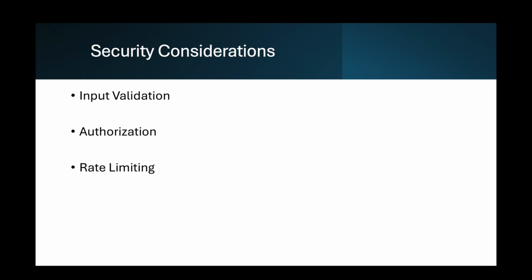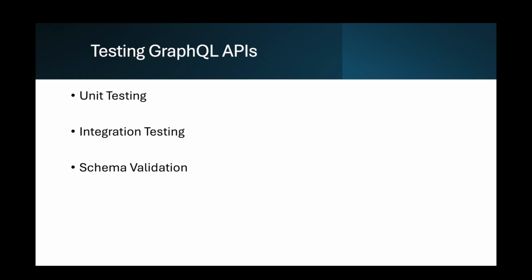Use rate limiting to protect against abuse and prevent denial of service attacks by limiting the number of requests a client can make within a certain period of time. Next, best practices for testing GraphQL APIs.